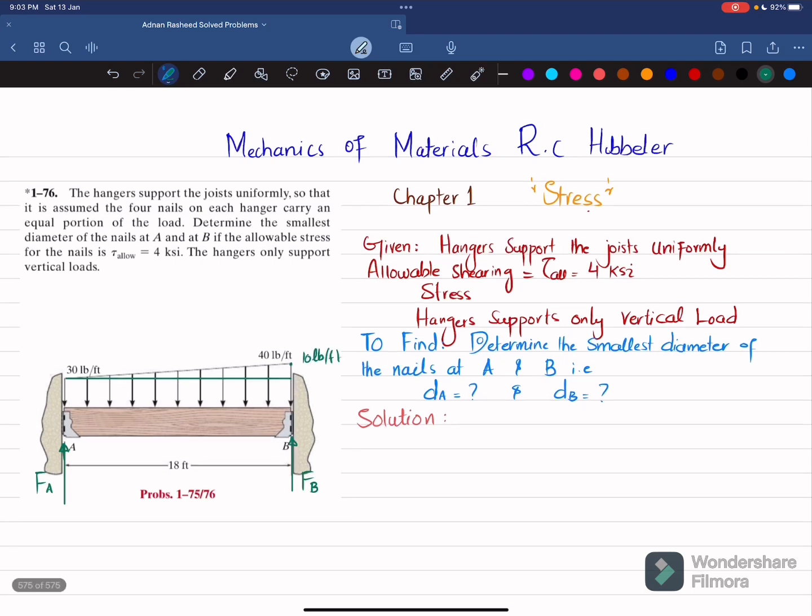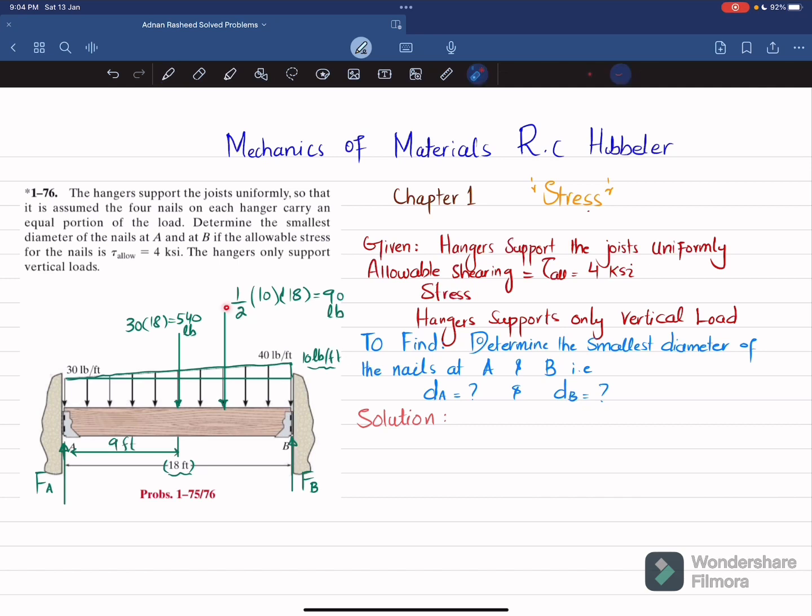When you convert the distributed load into a point load, it will be 30 into the length over which it acts. So 30 into 18 is equal to 540 pounds. And when you convert the triangular load into a point load, it will be 1/2 into the magnitude, which is 10, into the length over which it acts, 18 feet. That gives you 90 pounds. The distributed load acts at half of the full length, 18 divided by 2, which is 9 feet.